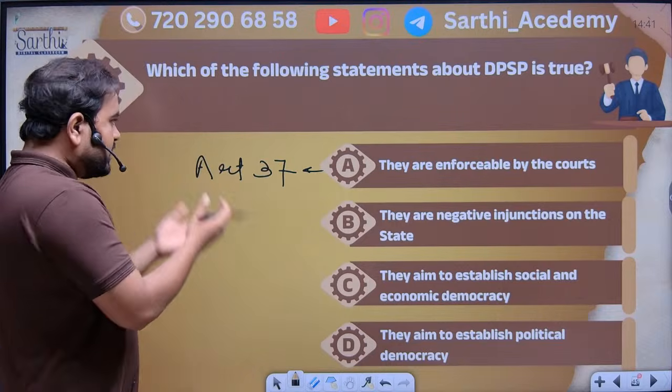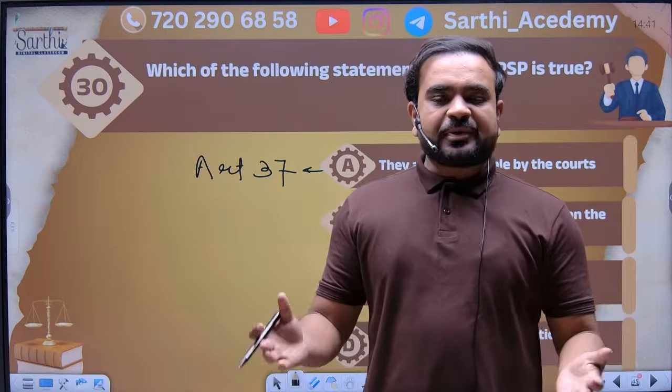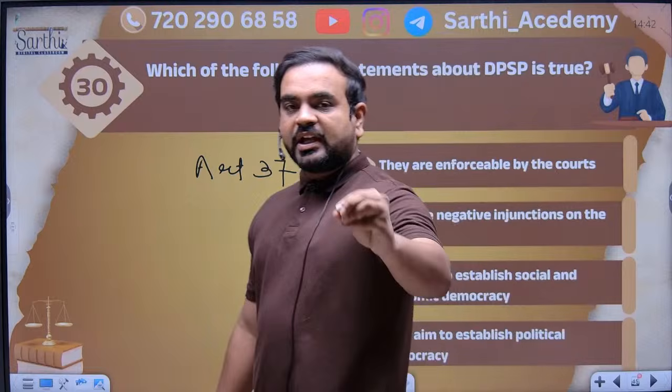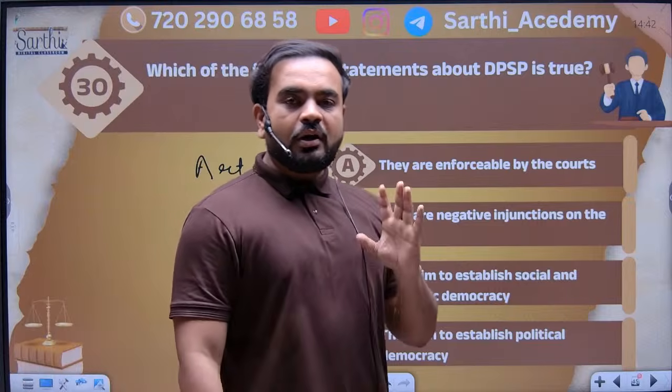Because article number 37 itself says that whatever provision is written in DPSP, it is not enforceable in any court of law. It is not enforceable in any court of law.